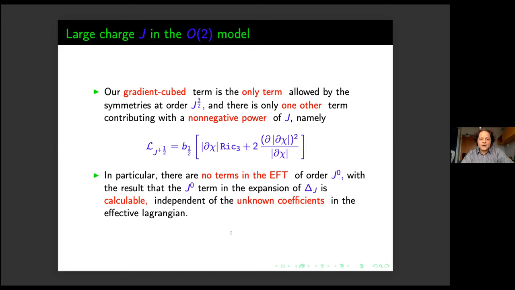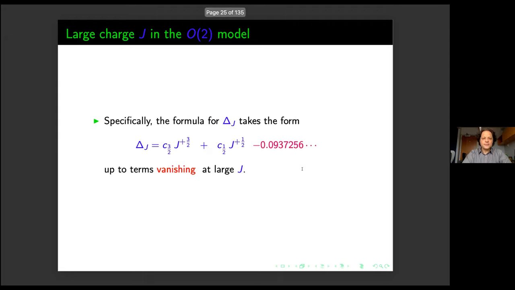Now, I want to point out that there are no terms in the EFT scaling as J to the 0. The result of that is that the J to the 0 term in the expansion of the operator dimension is calculable independent of the unknown coefficients in the effective Lagrangian. That was a very nice clue that has allowed us to verify the applicability of this EFT in many interesting cases already. Specifically, the formula for delta sub J takes the form c_3/2 J to the 3/2 plus c_1/2 J to the 1/2 minus 0.0937256 and so on, up to terms vanishing at large J.